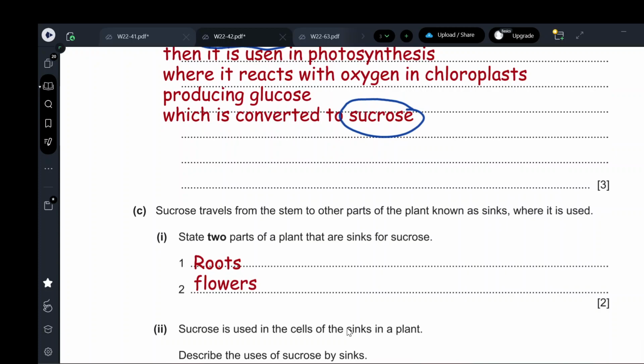Sucrose is used in the cells of the sinks in a plant. Describe the uses of sucrose. Take care that the sucrose is made from glucose. We can convert glucose to sucrose and we can convert sucrose to glucose. So the uses of sucrose, what do we do with it? What do we do with the sugar in the plant?